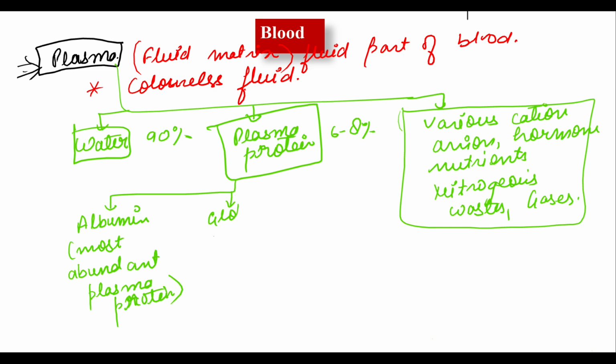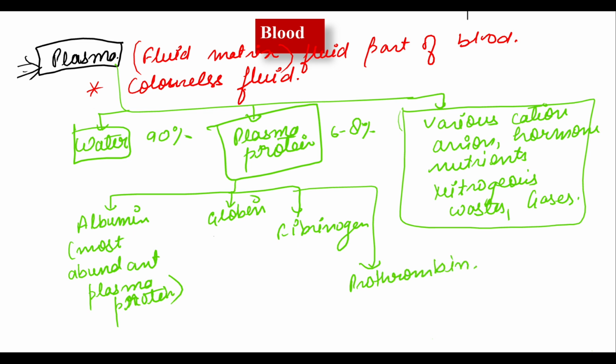Next one is globulin, another one is fibrinogen, and the last protein is prothrombin, okay. Fibrinogen and prothrombin both help in blood clotting, and both of these are present in a very minute quantity, in a trace amount, okay. So keep in your mind that plasma carries all these substances in a dissolved form from one part of the body to another, okay.